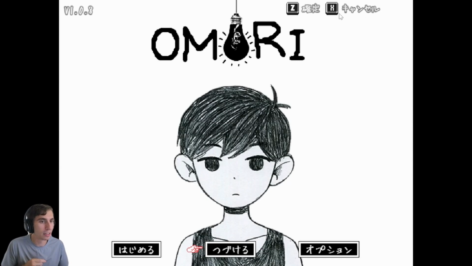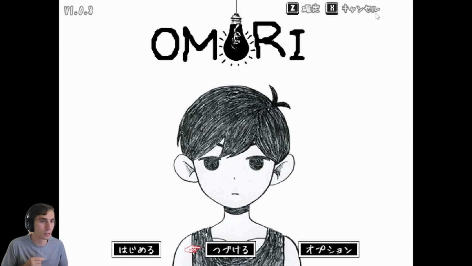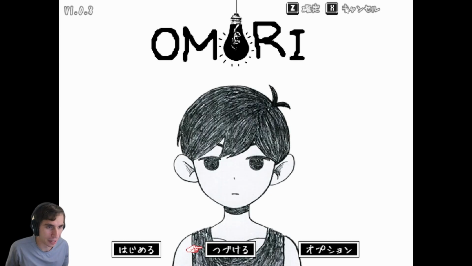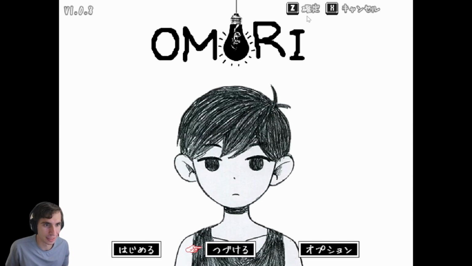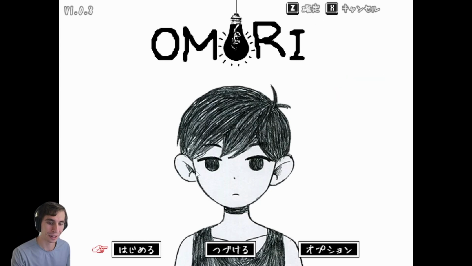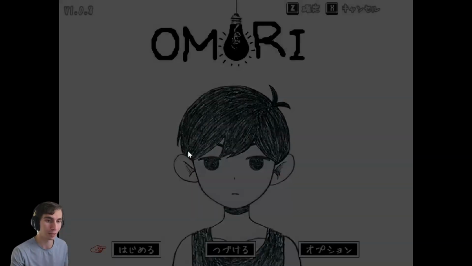And up here, we can see some of our button prompts. So this one is kansuru, so cancel. That is another example. This game's not easy with the kanji, just a heads up. But if you look closely, you can see that it is kakutei, which is basically like settlement or decision. All right, so we're going to select hajimeru because we're going to start a new game.